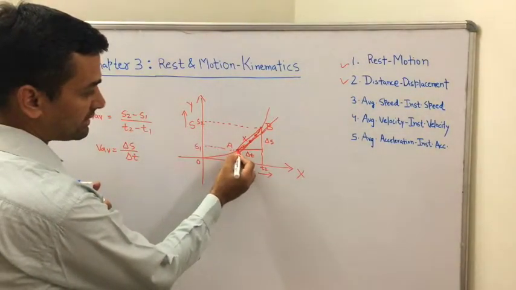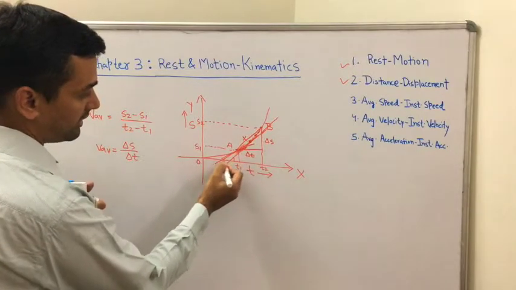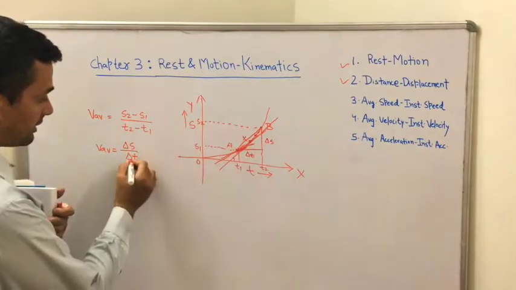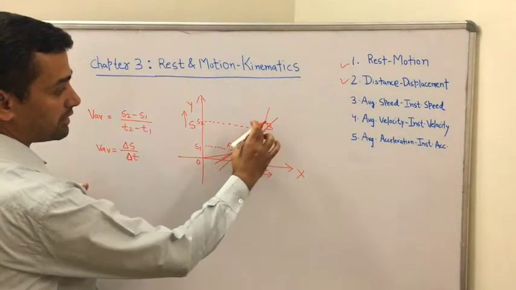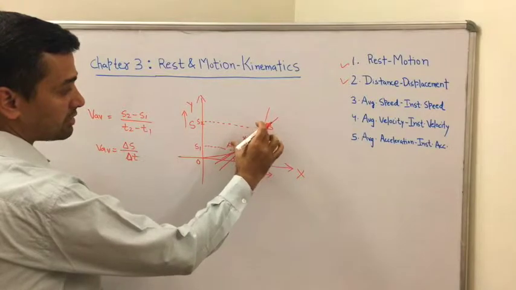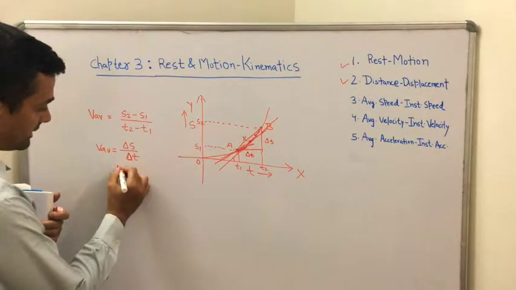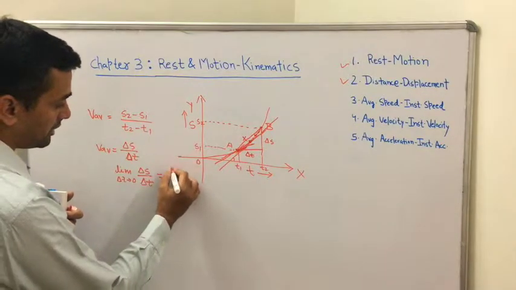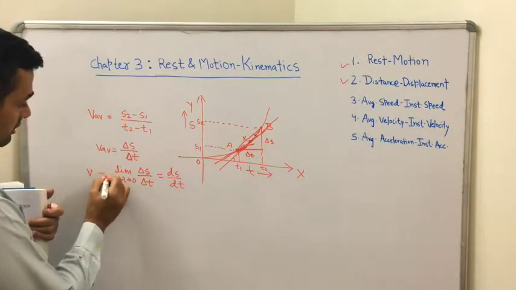Now I need to find the tangent on this graph at point A. This will give me the instantaneous velocity at point A. If I use the technique of differential calculus and make this dt very, very small, B will converge towards point A, and this chord AB will become the tangent to the graph at point A. So when I say limit dt tends to 0, del s by del t becomes ds by dt. This is called instantaneous velocity or instantaneous speed.